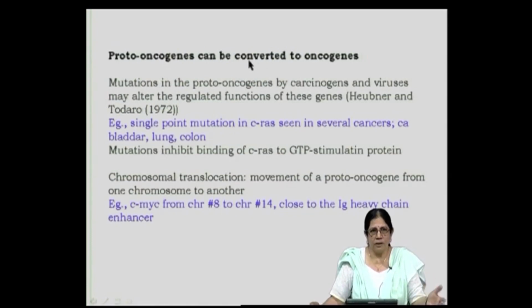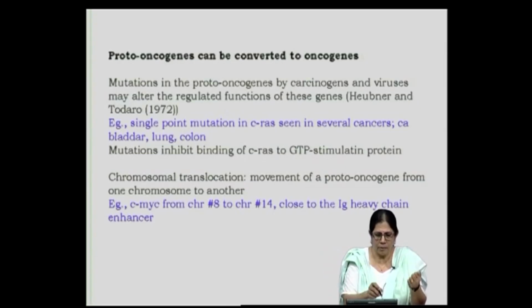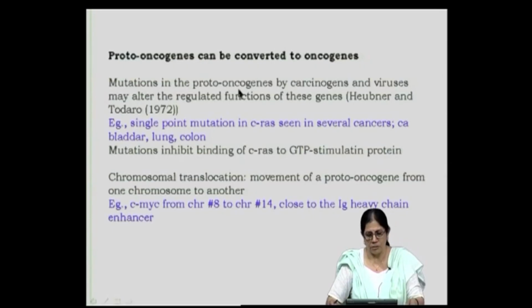Going back now to the same thing that I said, proto-oncogenes can be converted to oncogenes by mutations caused by carcinogens. So, this is where we link. We know that carcinogens are cancer causing agents. They are the ones that bring about mutations in the proto-oncogenes, making them oncogenes.